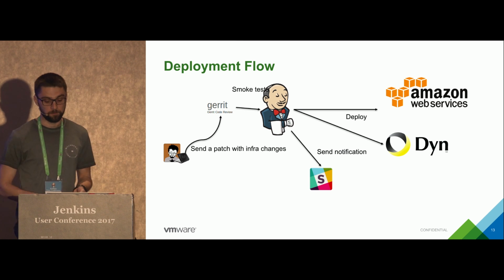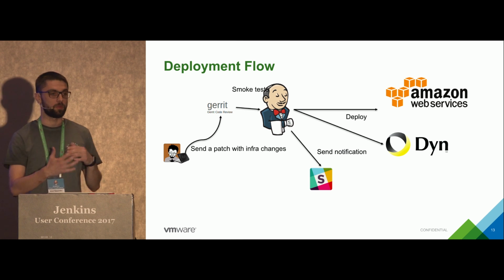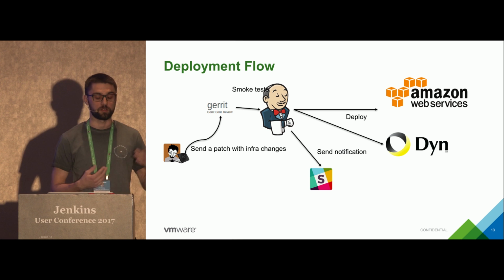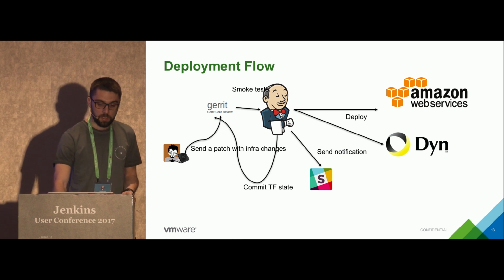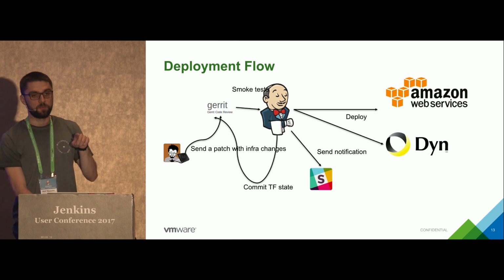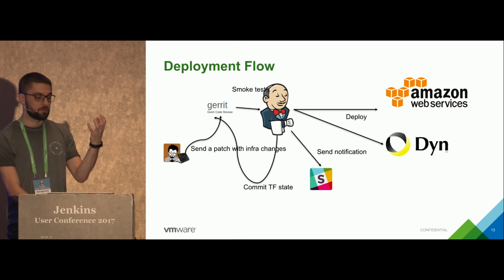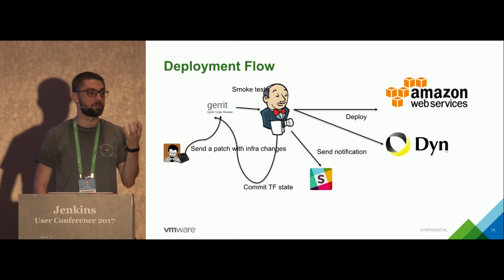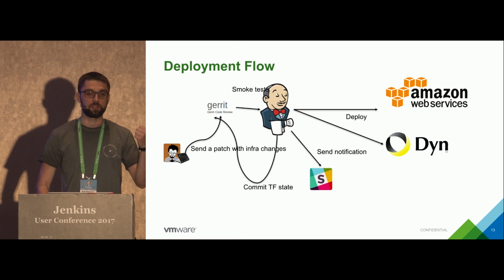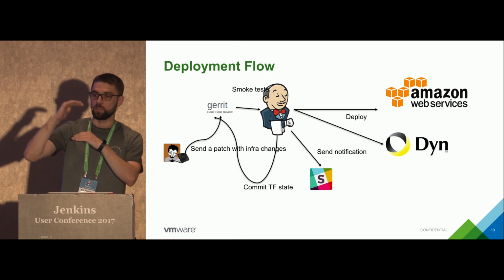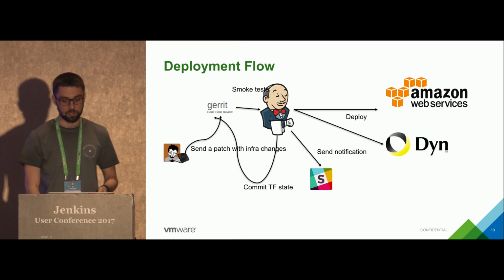Then we deploy. We deploy on Dyn DNS because we provision DNS records. These are external environments, and we deploy to AWS. After deployment is finished, the updated state file, the blueprint, is created. We commit the Terraform state file to Gerrit, and then we have everything inside our Git. I'll show you how it looks.